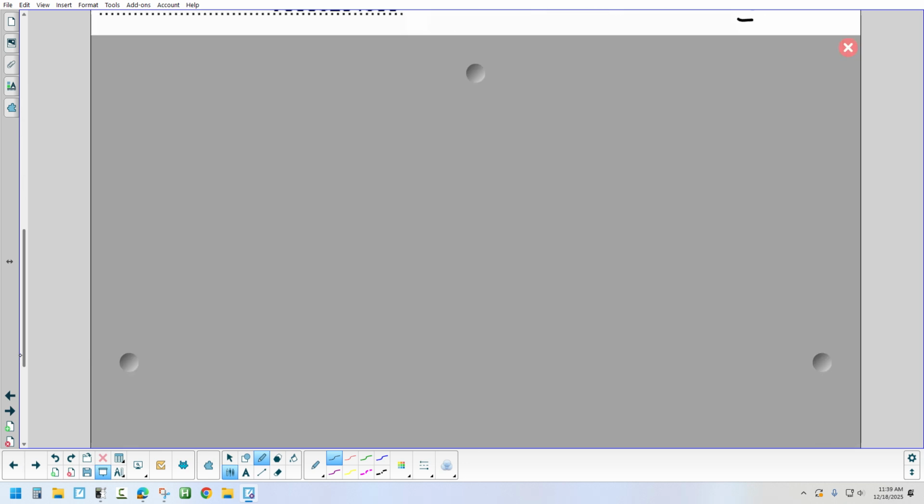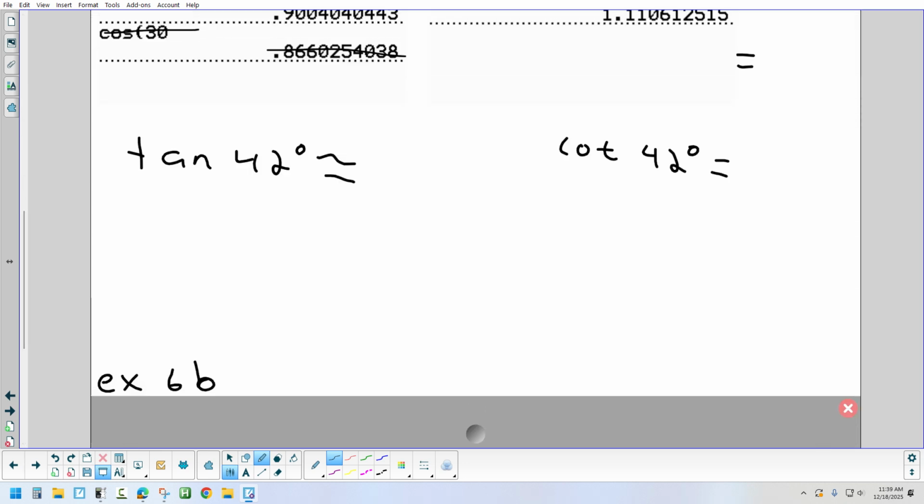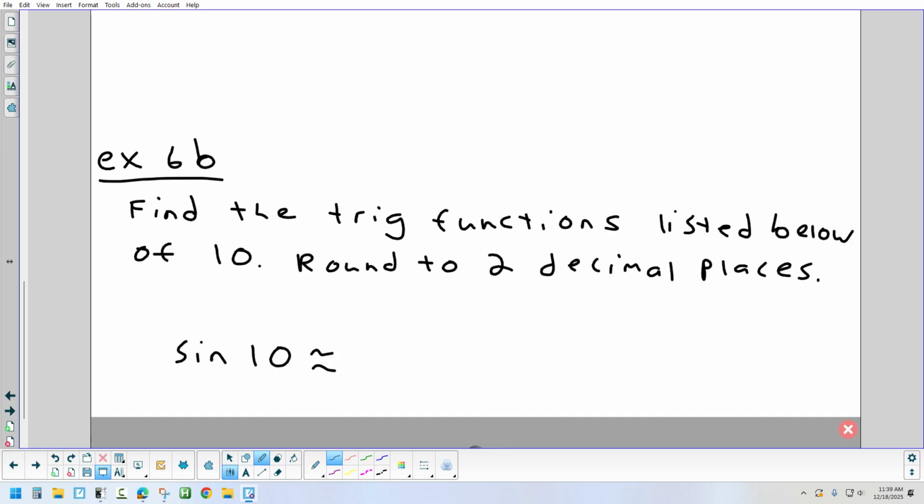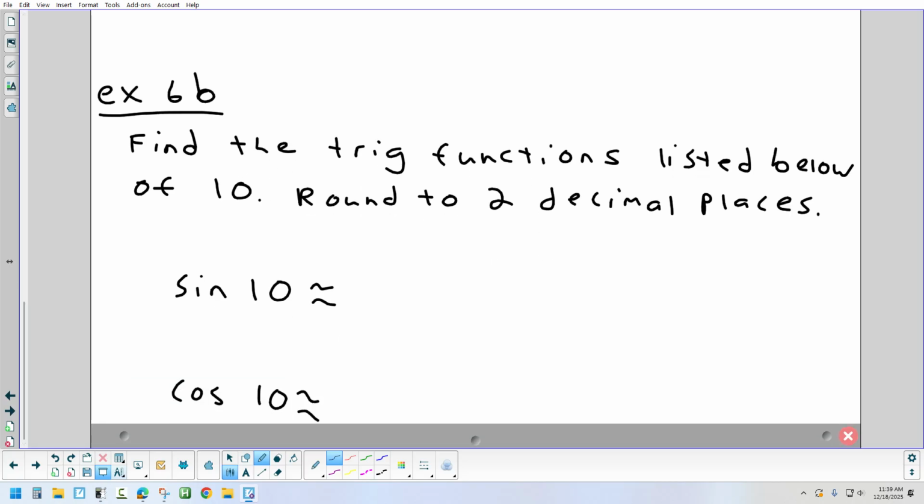Okay, let's try another one of those. This time they're only having us find 2 trig functions. What are they having us do this time? Find the trig functions of 10 what? 10 radians, yeah. There's no degree symbol on there. You need to know that that means radians.